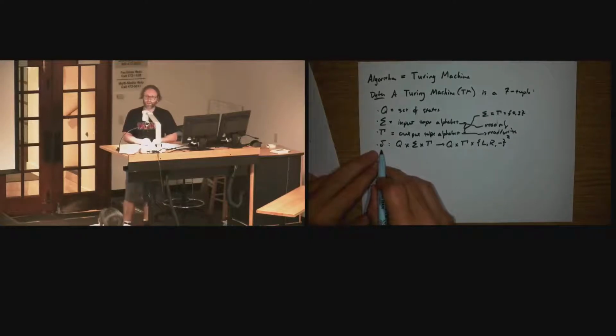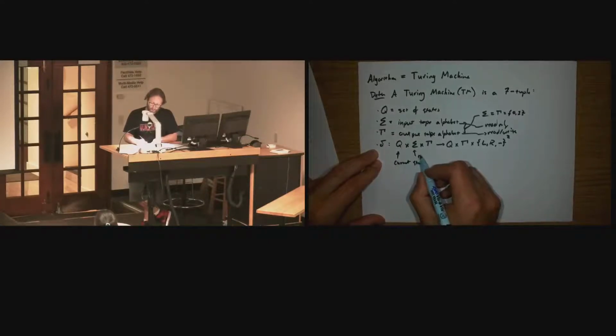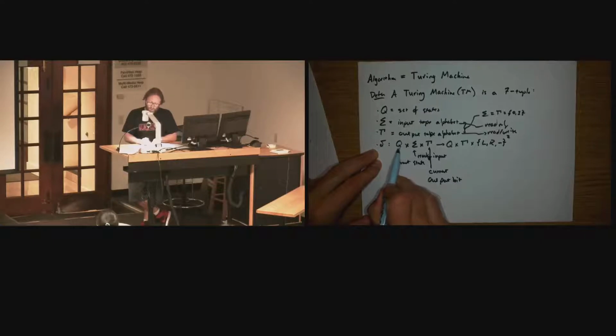But here the transition function is much more complicated. This is the current state. This is what you're currently reading, the input, and this is what you're currently looking at as output, the current output bit. So given the current state, given the current input bit, and given the current output bit, go ahead and transition to a new state.